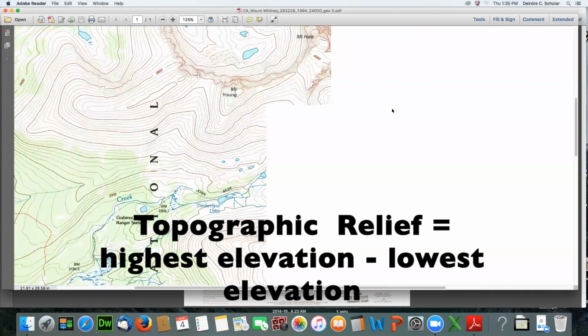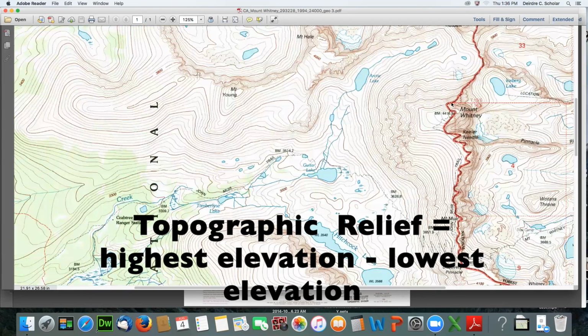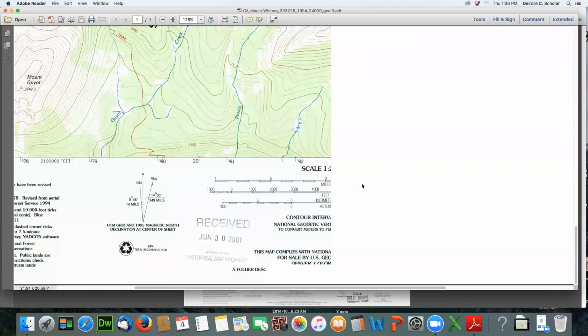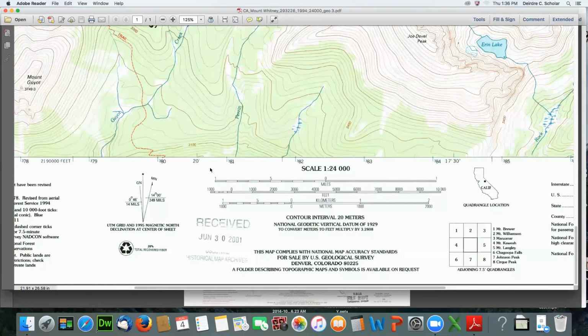So Mount Whitney, you can do it in meters and subtract from that the elevation down here of 3,000 meters. Because these are both above sea level, you're not subtracting a minus, you're just doing a straight subtraction. You could also convert both of them into feet and then give me the topographic relief in units of feet. Okay, so be comfortable doing it both ways.